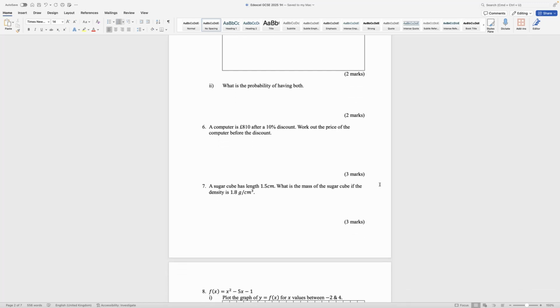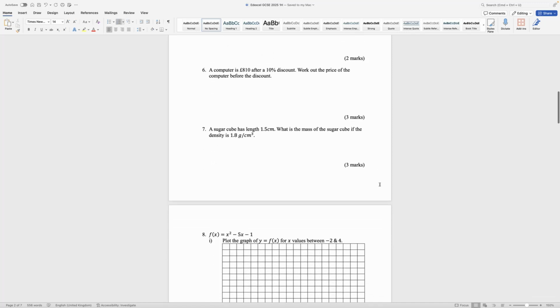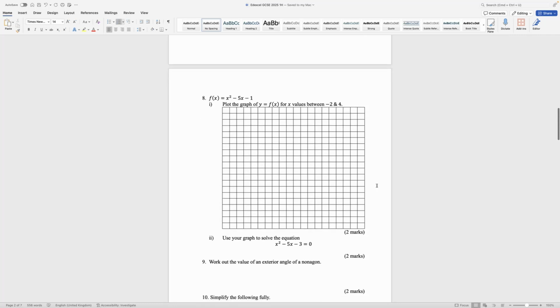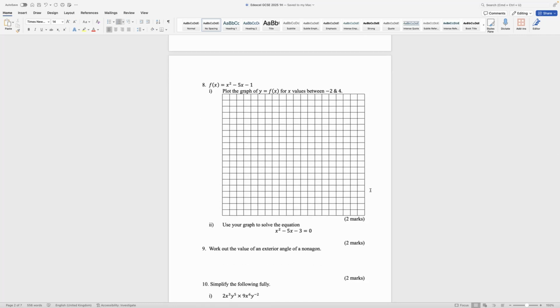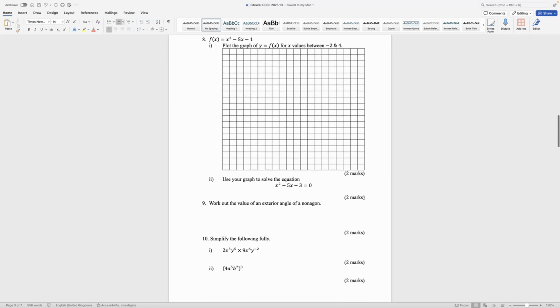Question 6. A computer is £810 after a 10% discount. Work out the price of the computer before the discount. Question 7. A sugar cube has a length of 1.5 centimeters. What is the mass of the sugar cube if the density is 1.8 grams per centimeter cubed? Question 8. f of x equals x squared minus 5x minus 1. Plot the graph of y equals f of x for x values between -2 and 4. And in part 2, use your graph to solve the equation x squared minus 5x minus 3 equal to 0.